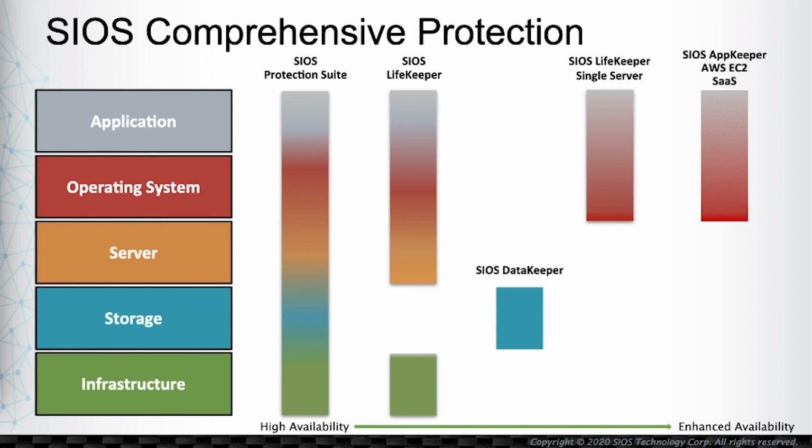So high availability is on the left, and moving to the right, there's less level of protection, but it's enhanced availability. It may be just sufficient to add to another clustering solution, or add to your backup, or add to a DR capability where that application only needs a level of DR.